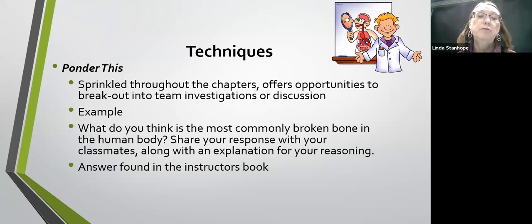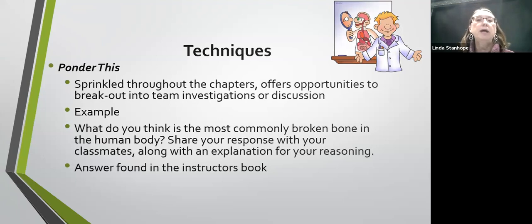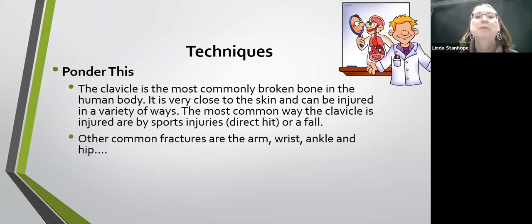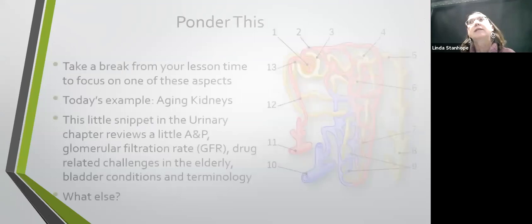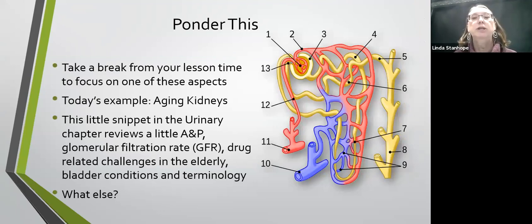And then I would have them share their responses with their classmates, give them a few minutes to decide which one, and then I would ask each table, what was your answer? Then I would actually spill the beans and tell them that in this case, it is the clavicle. It's the most commonly broken bone in the human body. And then we talk about other common fractures, which were usually some of their other guesses: the arm, the wrist, the ankle, hip, that kind of thing. So it really allows a quick break from that real serious discussion, but you're still on topic. And the kids really enjoy doing this.